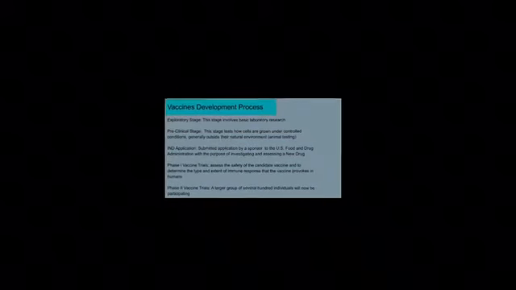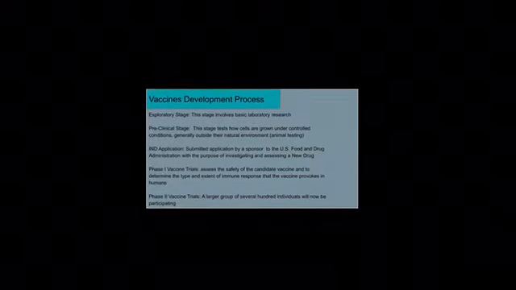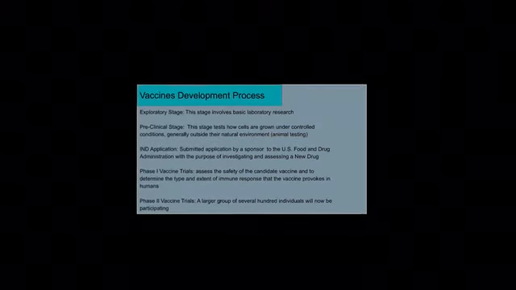To see how we can cure this disease, we need to think about the vaccine development process. So there are many stages to this process. First, there's the exploratory stage. This stage involves basic laboratory research. Then, preclinical stage. This stage tests how cells grow under certain conditions, generally outside their natural environment. This step includes some animal testing.